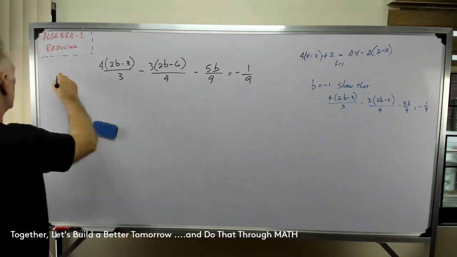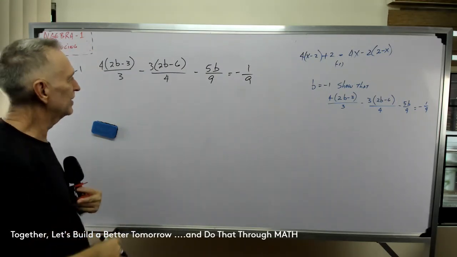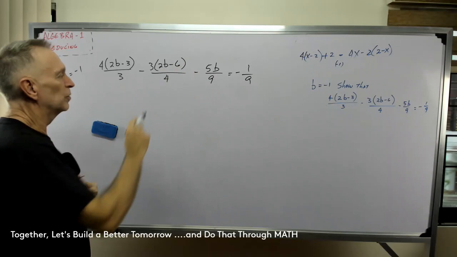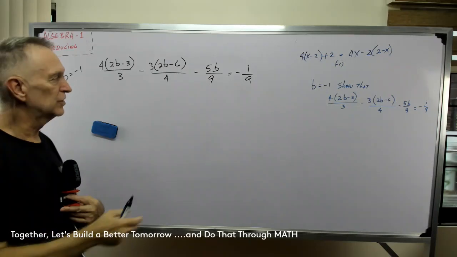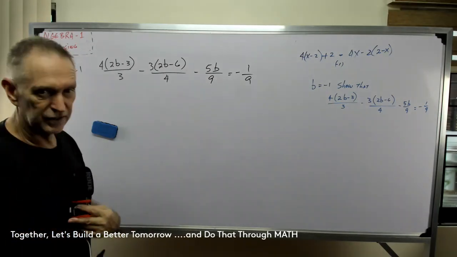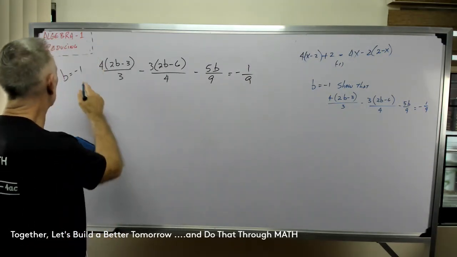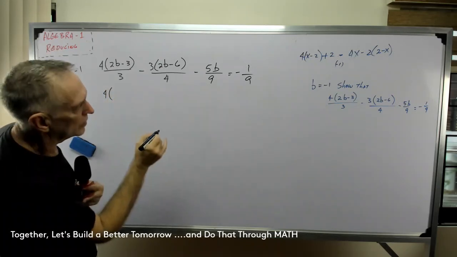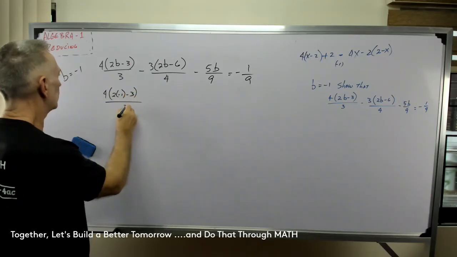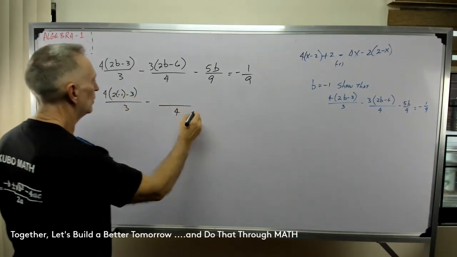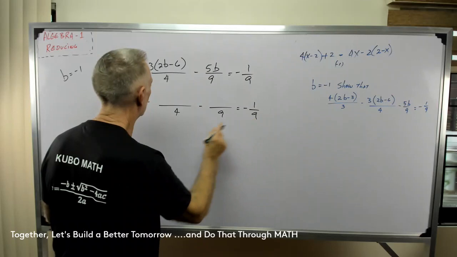They want us to show that b equals negative 1. Now, I'm just going to plug in the negative 1 and solve all the parentheses and then get a common denominator and see if the left side equals the right side. That's my plan. Always have a plan. All right. So what do we have? 4 times 2 times negative 1 minus 3 over 3 minus something over 4 minus something over 9 equals negative 1 over 9. I don't want to forget my denominators.